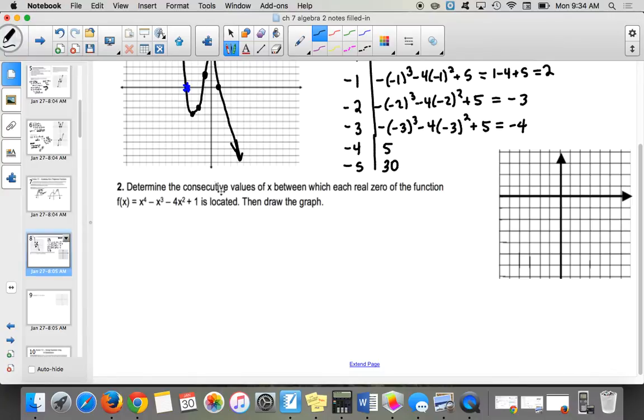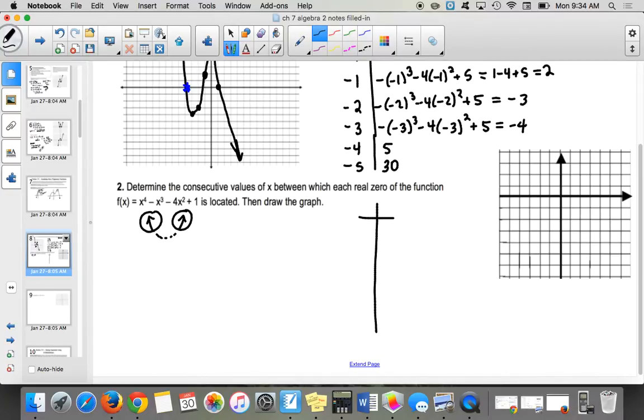So let's do it for this one as well. It says determine the consecutive values of x between which each real zero of the function is located. Then draw the graph. So if I have x to the fourth minus x cubed minus 4x squared plus 1, I know that the end behavior is going to be like that. I don't know what's happening in the middle, but I know that the ends are both going to go upwards because it's an even degree and it's positive.